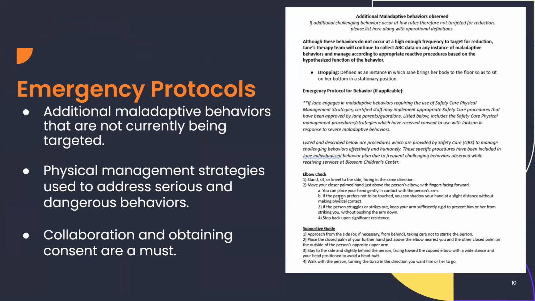So the last section of our BIP is the emergency protocols. This part also includes other observed behaviors that are not necessarily being targeted for reduction. This last section of the BIP is the most heavily templated part of the plan. Like I said, it first details any additional maladaptive behaviors that have been observed but are not currently being targeted, most often due to the fact that these behaviors already occur at a low enough rate and therefore do not require intervention. Similarly to our previously targeted behaviors, the behaviors in this section are also defined using objective and observable terms.